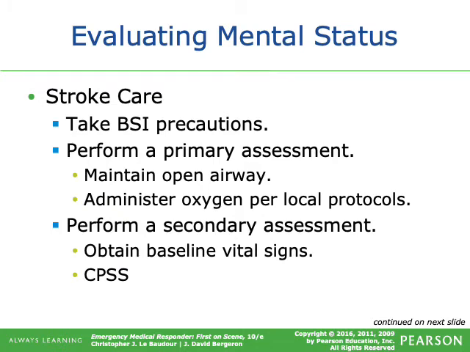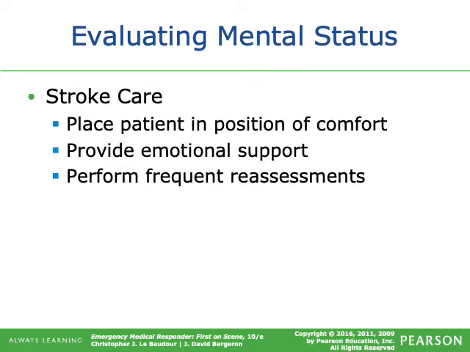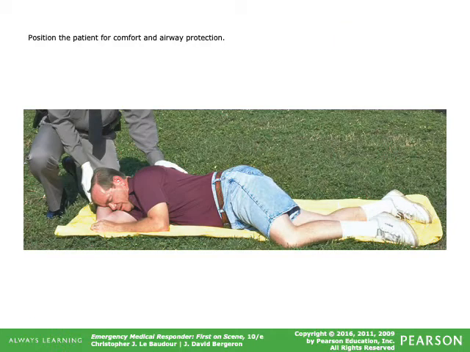Alright, so when you're caring for a patient with a stroke, you're going to take proper BSI precautions. You're going to perform a primary assessment, maintain a proper airway, administer oxygen per your local protocols, perform a secondary assessment, obtain a baseline set of vitals. Place the patient in a position of comfort, provide emotional support, perform frequent reassessments until additional help arrives. This is a good image showing how to position somebody for comfort if they're already on the ground. Get them in a recumbent position.